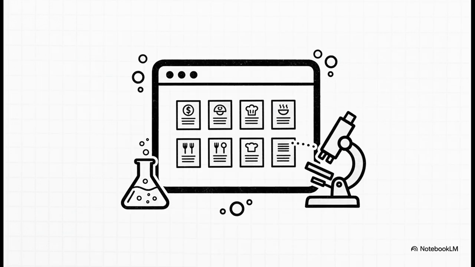To really get to the bottom of this, we're going to use a super simple example. Let's just imagine a web page that shows a list of restaurants. This is going to be our little digital laboratory for the next few minutes.